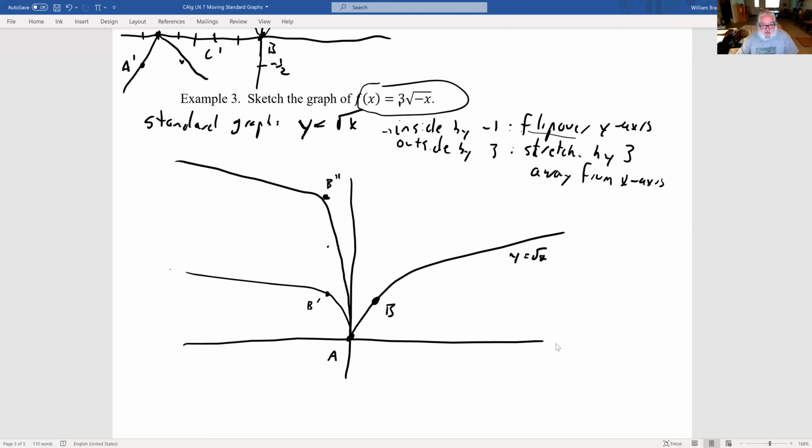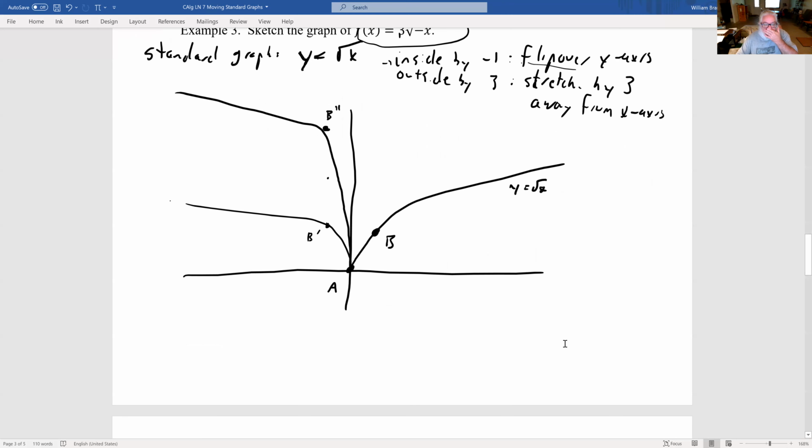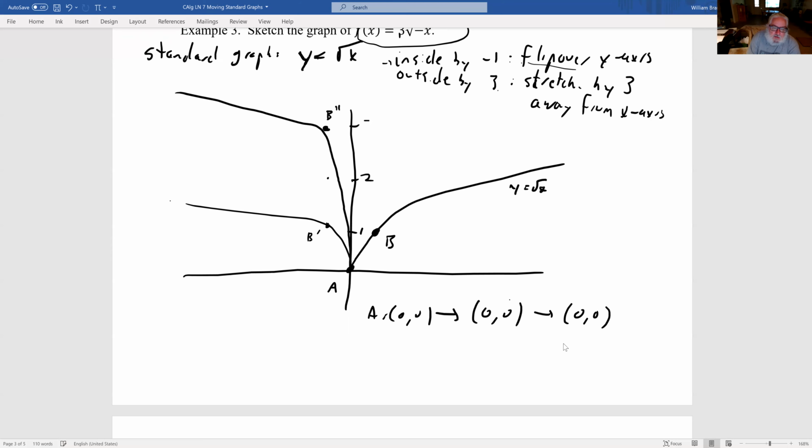So once you've done enough of these, you can sort of just see where it's going to go. Again, a is 0, 0. If we multiply inside by -1, that's multiplying my x coordinate by -1. That doesn't change it. Outside multiplying by 3 means multiplying the y coordinate by 3, and that doesn't change it. So a just stays where it is.